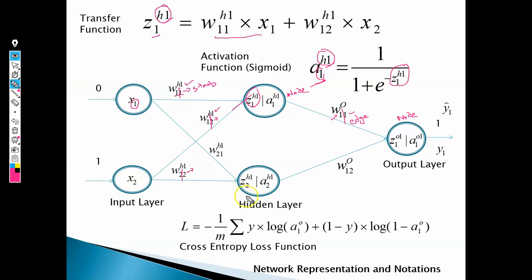Already we have seen this. Now we will see another representation, of the cross entropy function. Here, as we said, y cap is our real output. This is a1.